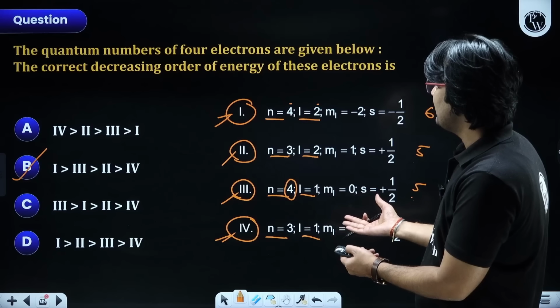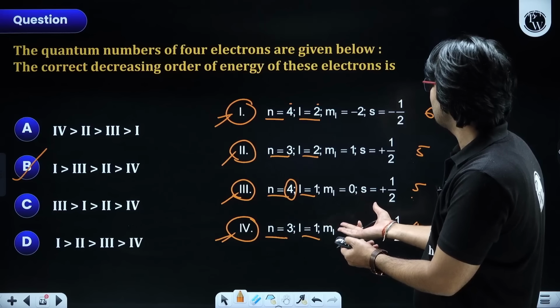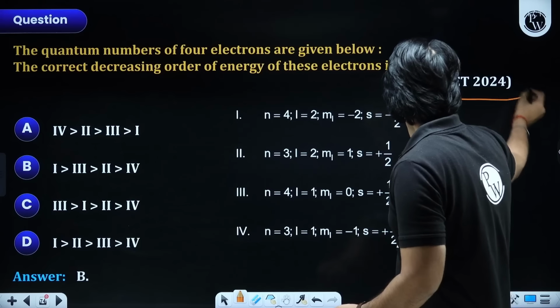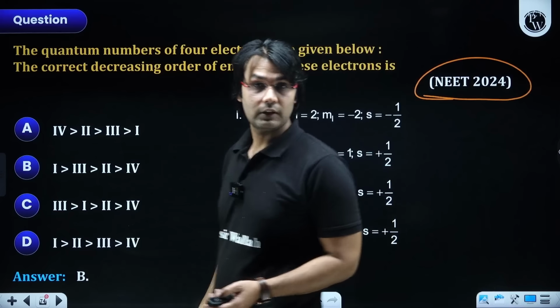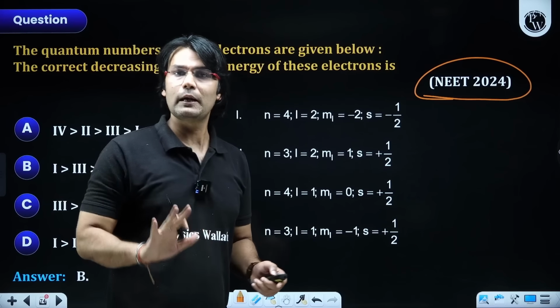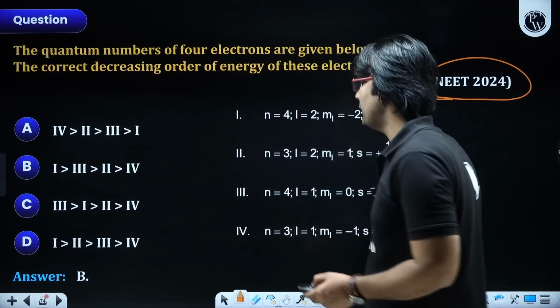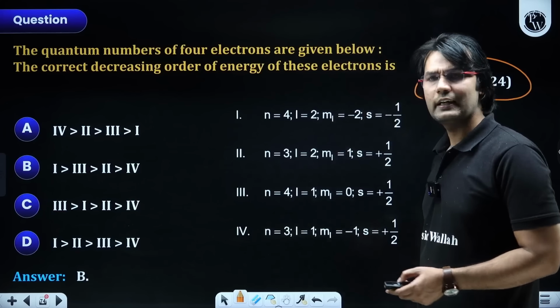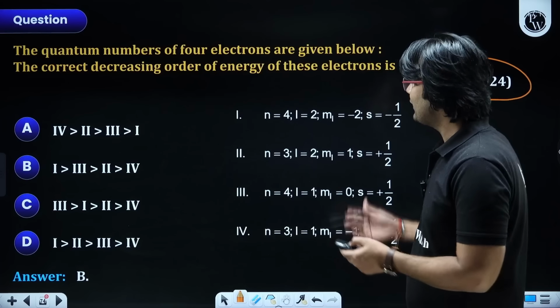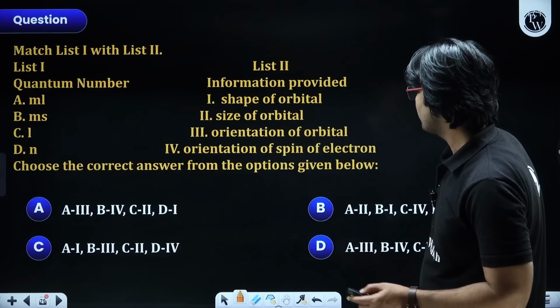So it is very easy, just a use of the n plus l rule. We got this question in the NEET 2024 examination, a direct question from the n plus l rule, and the answer here is B, that means 1, 3, 2, 4. We just did that by the n plus l rule. Now let's move further and see more questions.